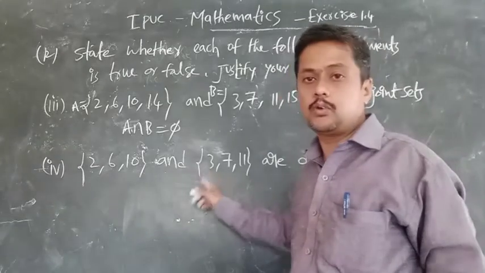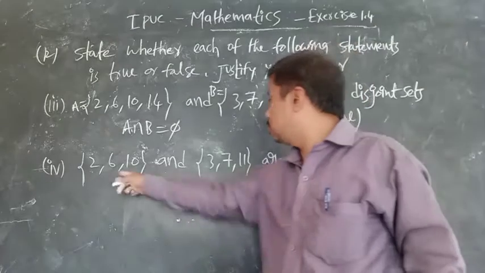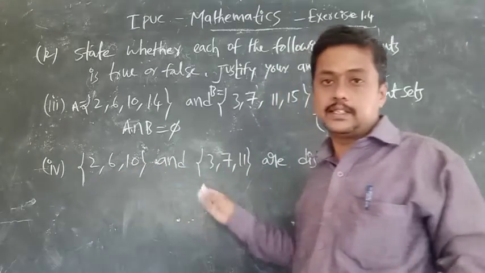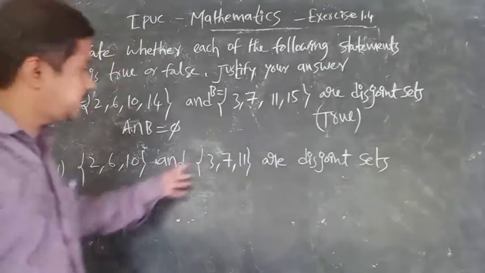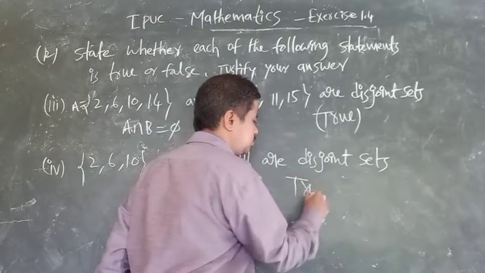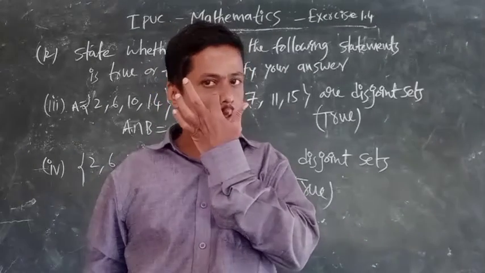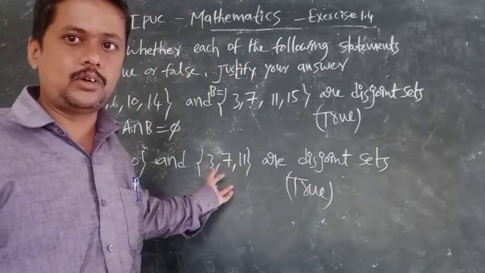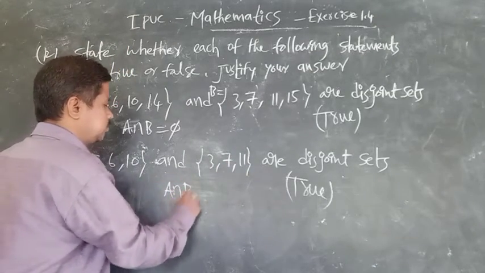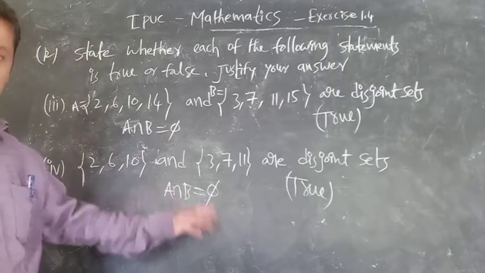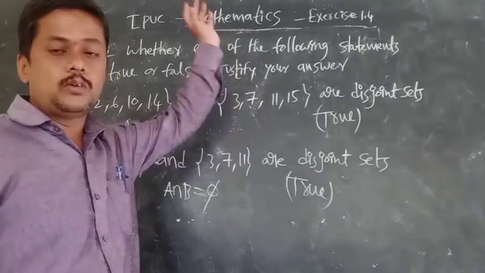Next we move to the fourth one: {2, 6, 10} and {3, 7, 11}. 2 not there, 6 not there, 10 not there. There is no common element between this set and this set. Therefore these are disjoint sets, so this is also true. What is disjoint? A intersection B is equal to phi. So what is the reason? A intersection B is equal to phi. Write down this reason. So this is true, this is also true. First one and second one are false.